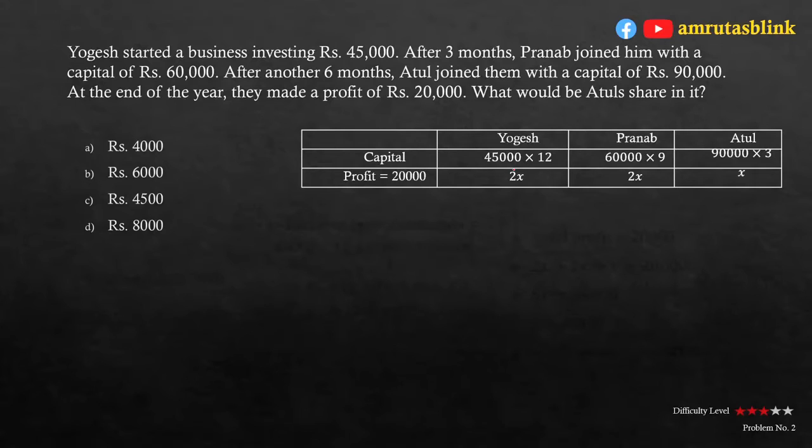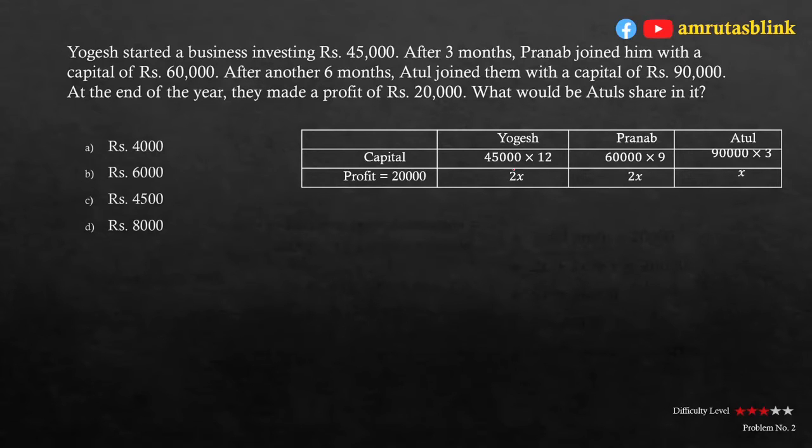Now, after 3 months, once Yogesh has started the business, Pranav joined him with a capital of rupees 60,000. So, when there are 12 months in your year and Pranav is joining after 3 months, that means from the entire year Pranav's capital is going to be utilized for 9 months. After another 3 months, Atul joined them with a capital of rupees 90,000. So, initially already 3 months had passed.